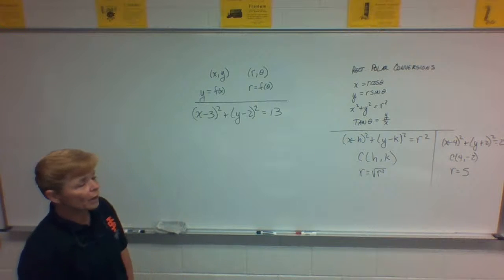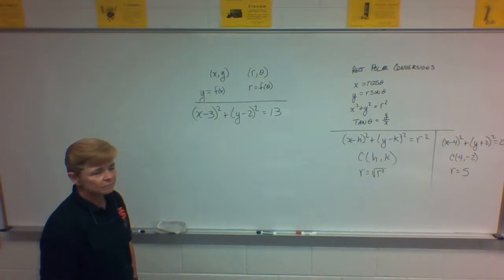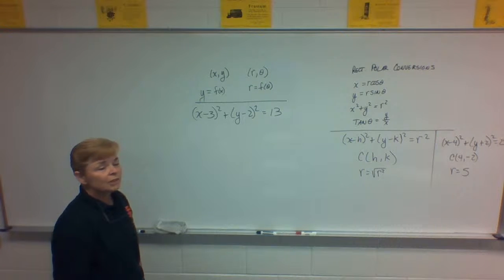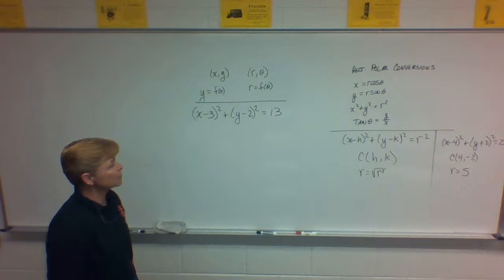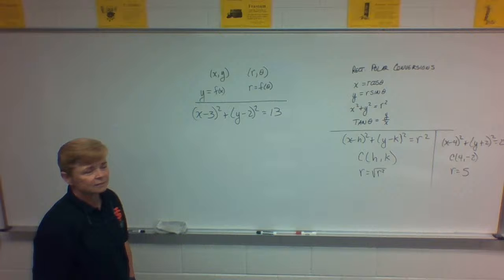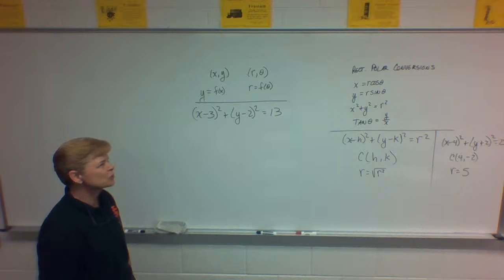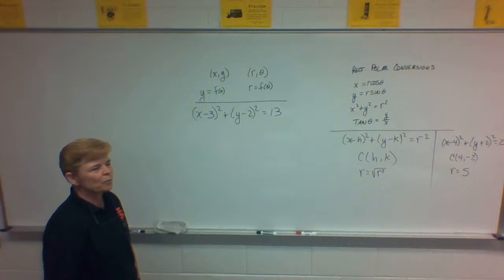Do you recognize this as a circle? Centered at what? 3, 2, and the radius is about what? 3 point something, because 13 is between 9 and 16. Slightly, ever so slightly closer to the 16, so it'll be 3.5 something.